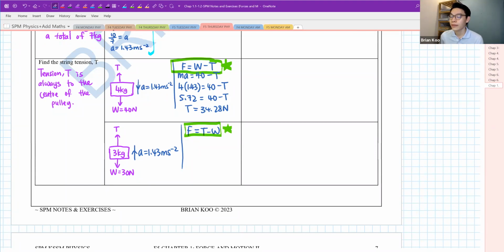Again, F is what? F equals ma. Resultant force is always ma. The weight is 30 Newton. If they haven't calculated it for you, then you just do mg. If they have calculated it for you already, then you just follow 30. The mass, remember, just look at this diagram right now. We are focusing on one object only.